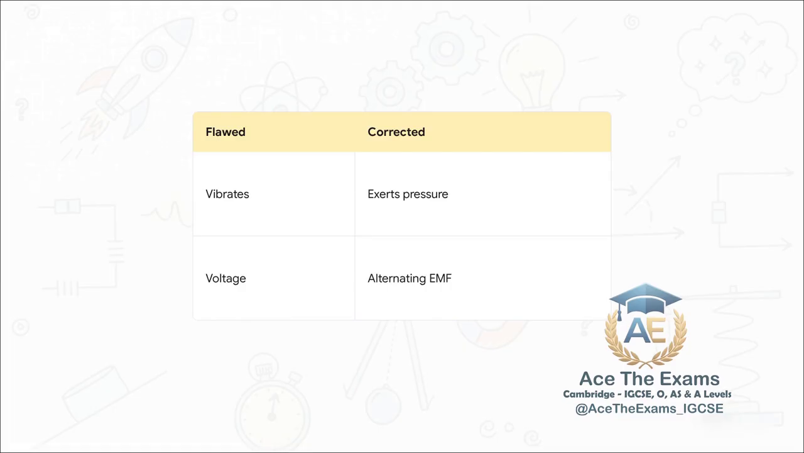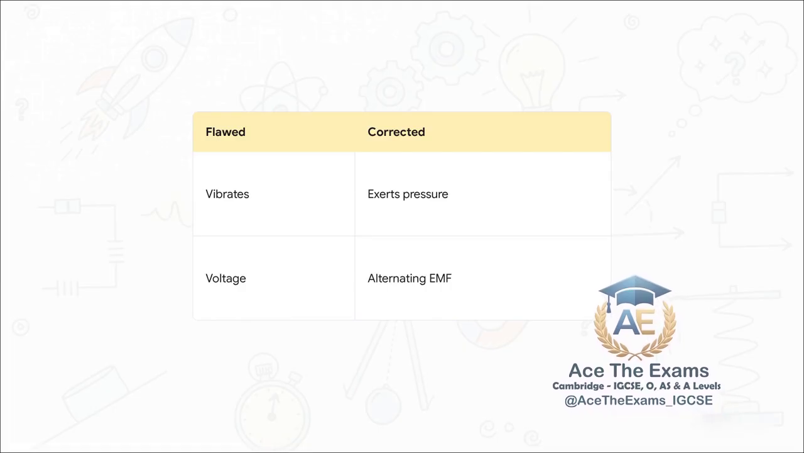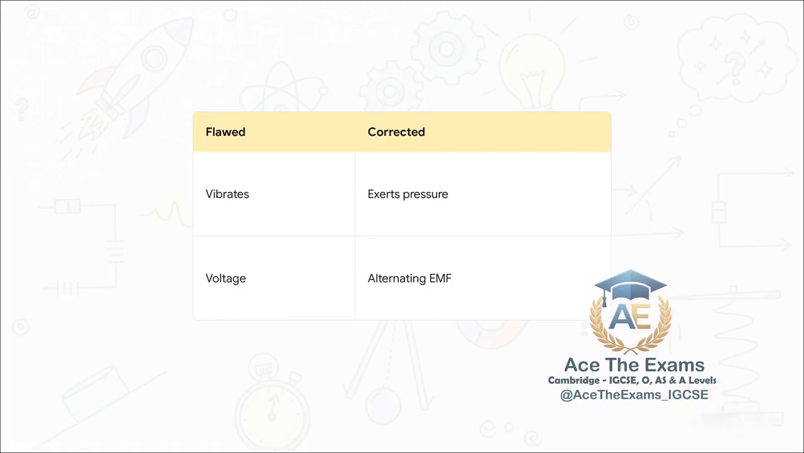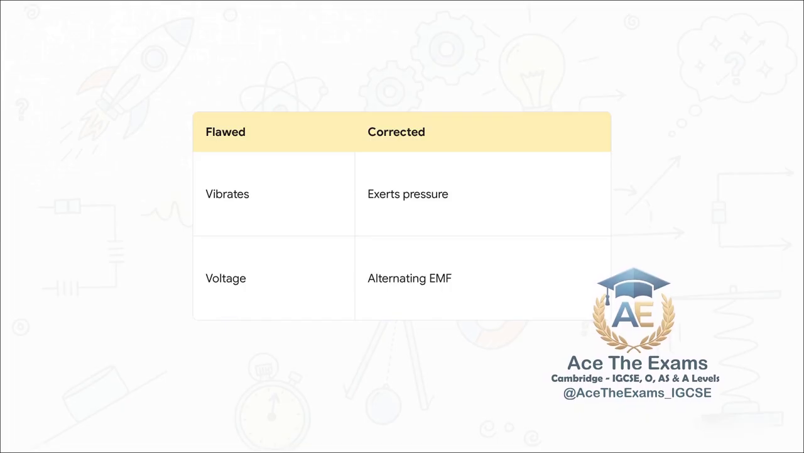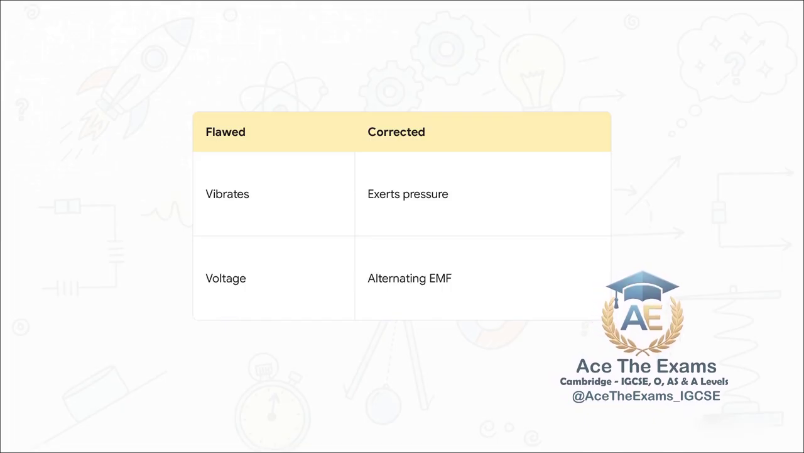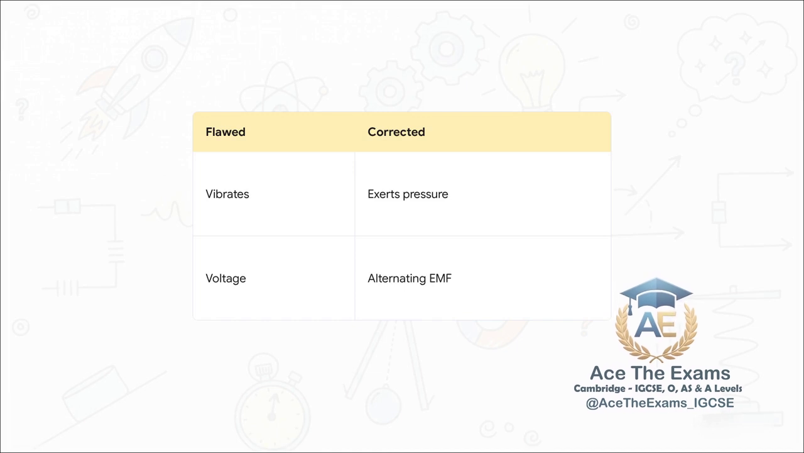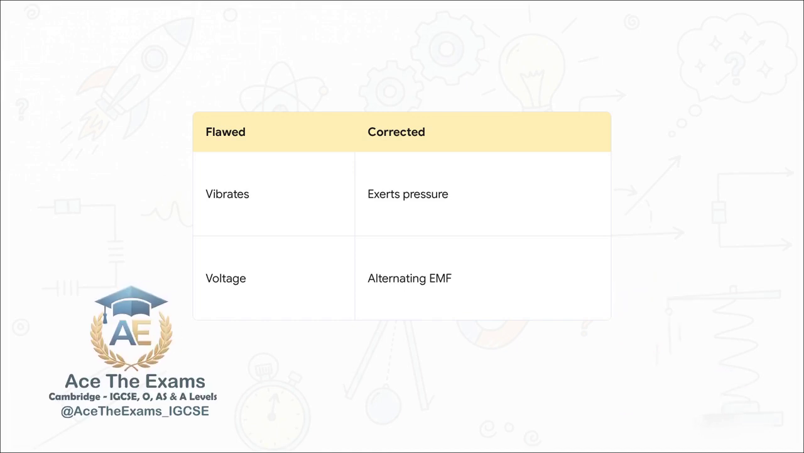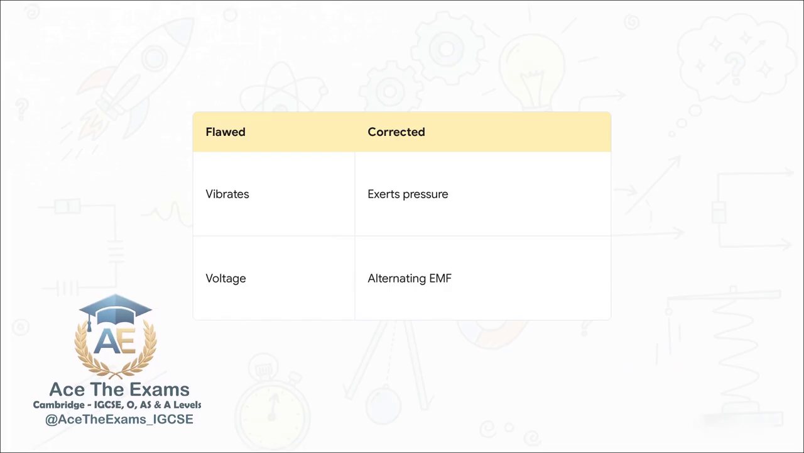The A-star answer uses the correct format, it uses precise terminology like incident ultrasound wave and alternating EMF, and it clearly outlines the precise cause and effect. It makes a point, provides evidence of the physical interaction, explains the resulting EMF, and links it back to the detection signal. That is how you get full marks.